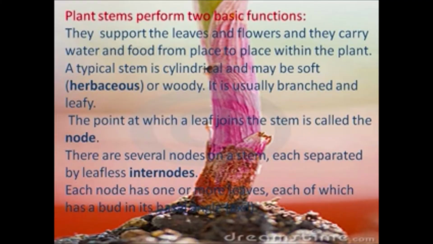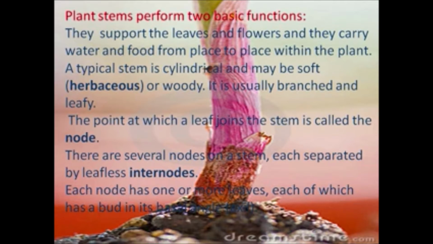Plant stems perform two basic functions. They support the leaves and flowers, and they carry water and food from place to place within the plant. A typical stem is cylindrical and may be soft, herbaceous or woody. It is usually branched and leafy.